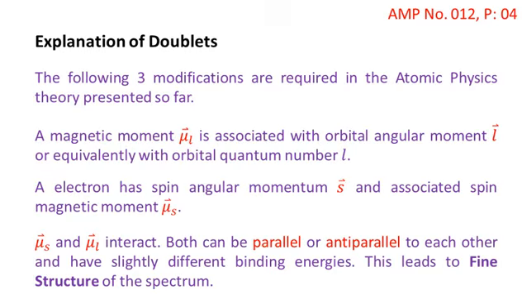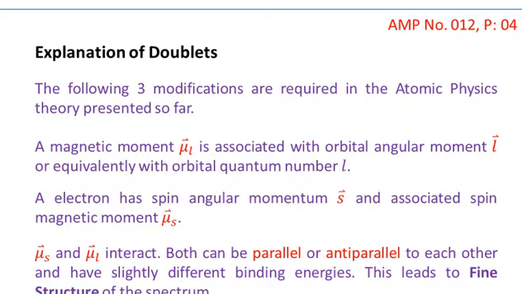Now we are going to explain the doublets. The following three modifications are required in the atomic physics theory presented so far. So you see that up to lecture number 11, the theory that I have presented, now there is a need to make some additions to that theory.